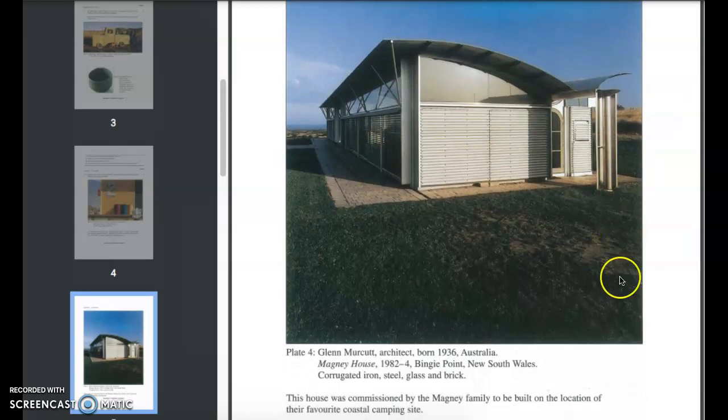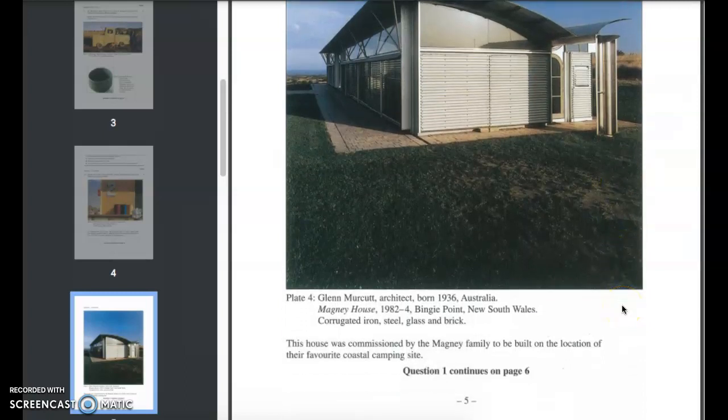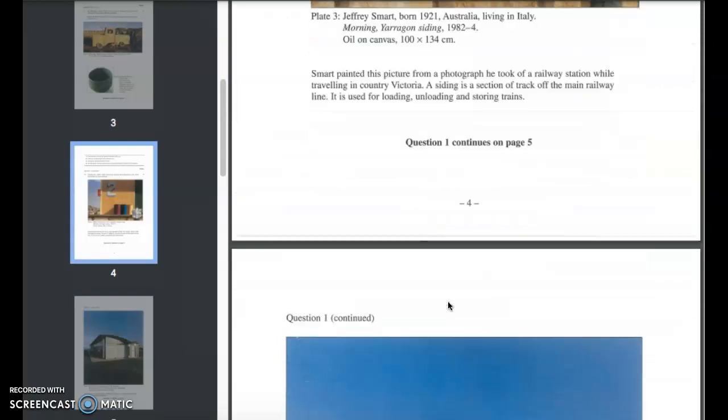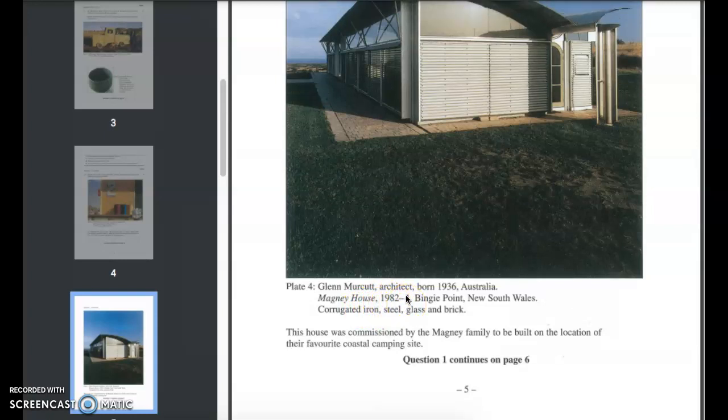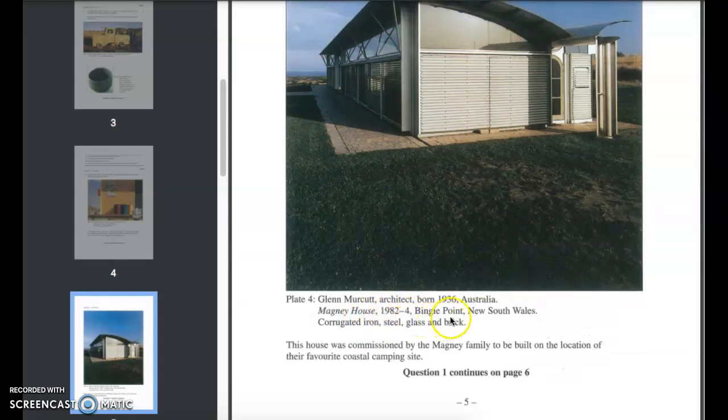Okay, let's go to the next one. Glenn Murcutt, he's an architect. So that's an interesting piece of information. Born in 1936, a little bit after Smart, but he's still pretty old now. He'd be in his 80s. In Australia, Magney House, made between 1982 to 84, so the exact same time. Bingie Point, New South Wales. It's made out of corrugated iron, steel, glass, and brick. This house was commissioned by the Magney family to be built on the location of their favourite coastal camping site.